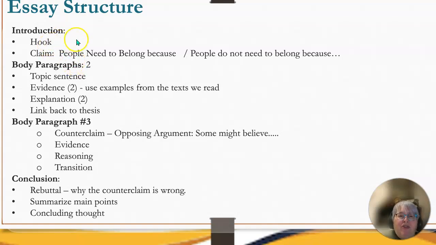Or in the rough draft stage. We're not going to worry about that. We want to focus on the claim and the body paragraphs, okay? So people need to belong, because my topic sentence would be: belonging to groups helps people develop confidence. All right? And then I would talk about maybe Stargirl or Larry and what groups they belong to.